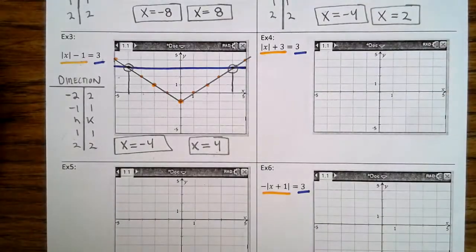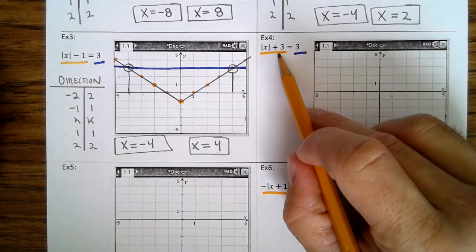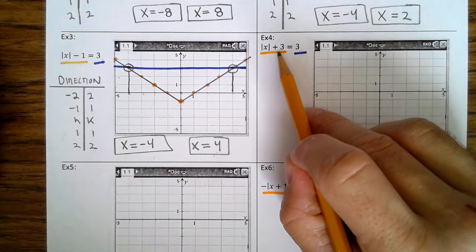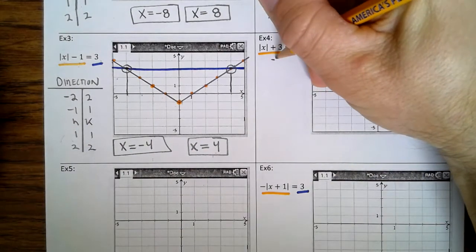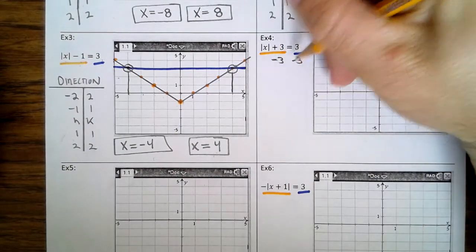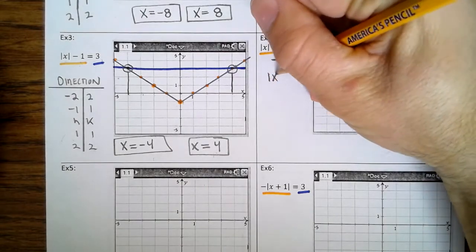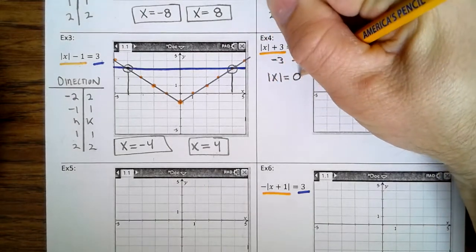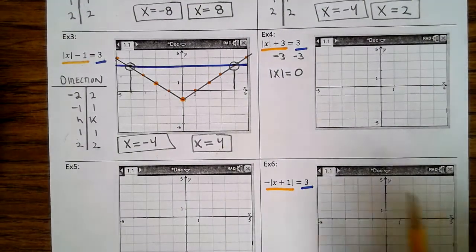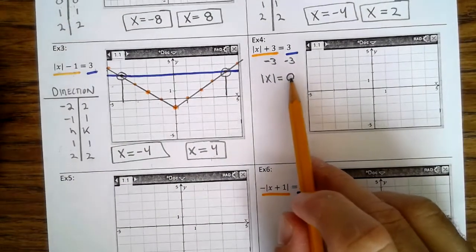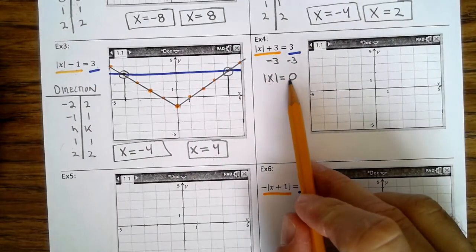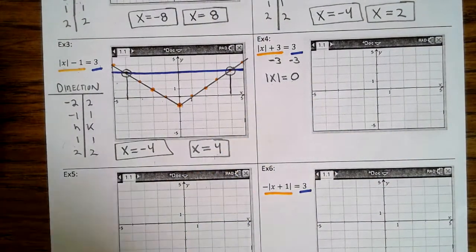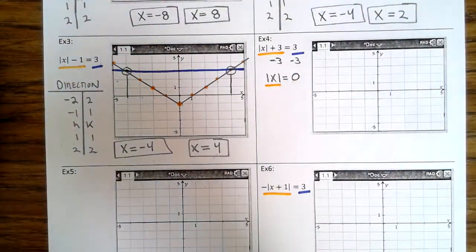Example 4. So let me take a step back. The first thing you want to do is isolate the absolute value. Okay? So we're going to subtract 3 from both sides. So 3 minus 3 is 0. So you get the absolute value of x equals 0. Now, we know from our notes that when the absolute value equals 0, it's going to have one solution. That's x equals 0. So we're going to graph.